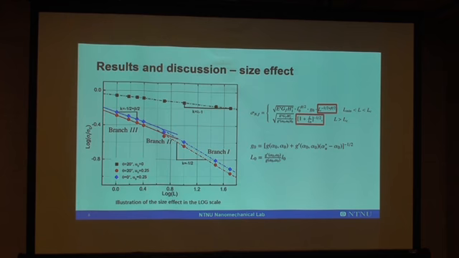Finally, these data sets could be divided into three branches. We have branch 1, which is a straight line at the large grain size. We have another straight line at small grain size. And in between, we have a transitional region. These three branches could be captured by the size effect law shown on the right.